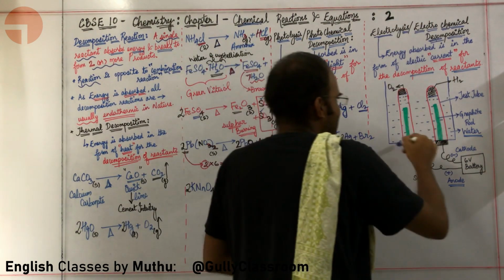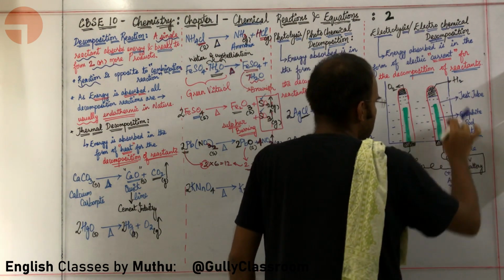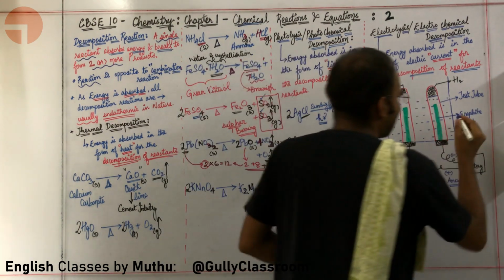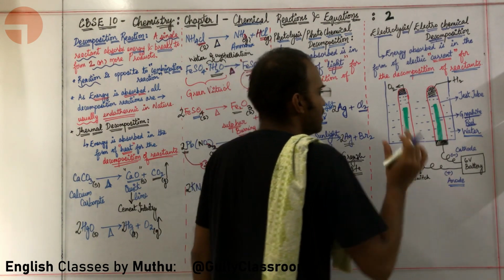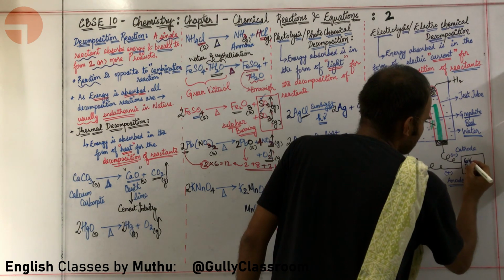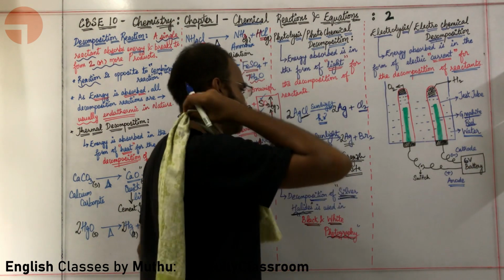So you are taking some water. You are putting 2 test tubes on it with 2 graphite electrodes or graphite rods. Then you are connecting the entire electrode setup to a 6-volt battery.